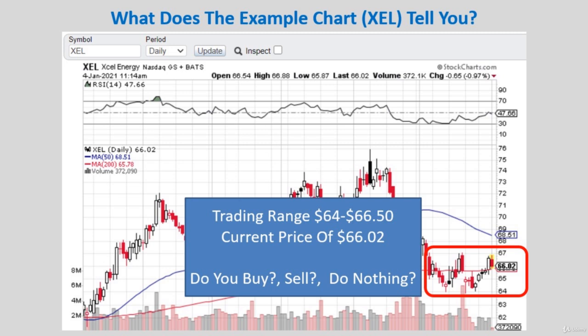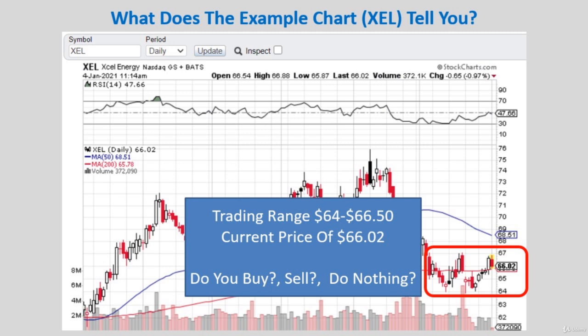So the range looks to be around $64 and $66.50. And the current price there on the right, which will be highlighted in black when you look at a price chart, by the way, will say 66.02 is the current trading price. Now, do you buy? Do you sell? Do you do nothing? Well, that's what we'll learn about in the course.